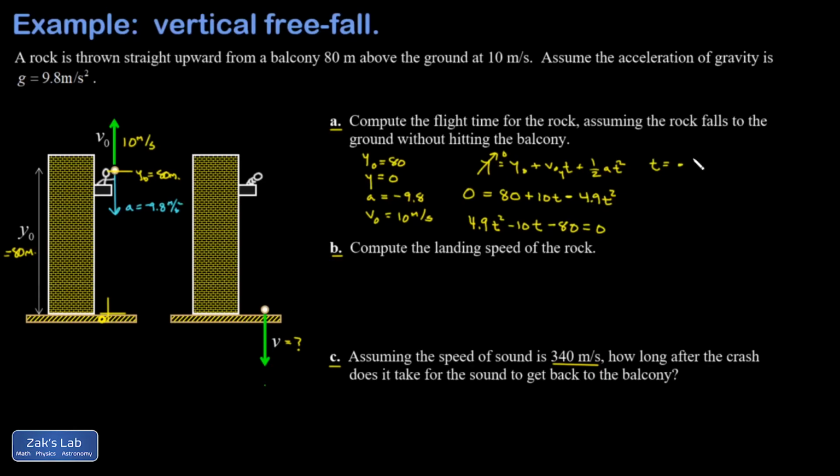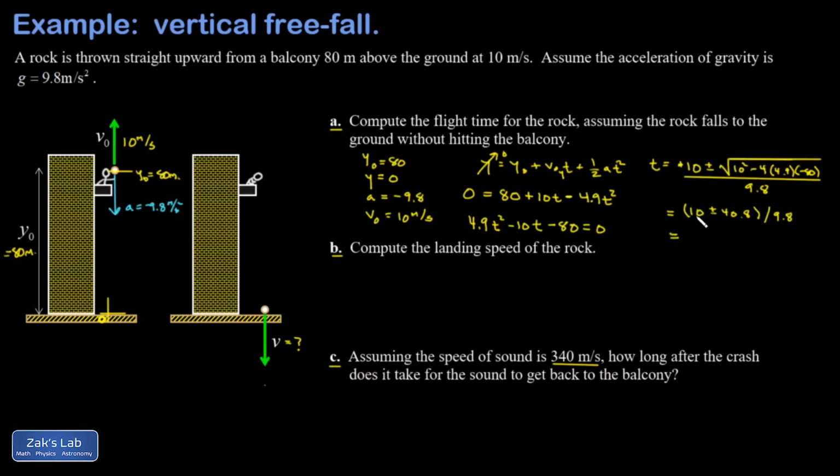So t is going to be negative b, which gives me a positive 10, plus or minus the square root of b squared, that's 10 squared, minus 4 times a times c, which is negative 80, all divided by twice a, which is 9.8. So when I'm doing this by hand, my preference is to just simplify the square root into a decimal, and then we'll figure out which solution we're going to keep and clean it up. So this gives me 10 plus or minus 40.8, all divided by 9.8.